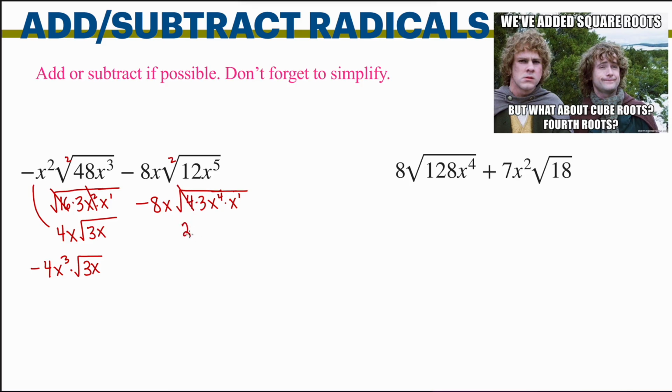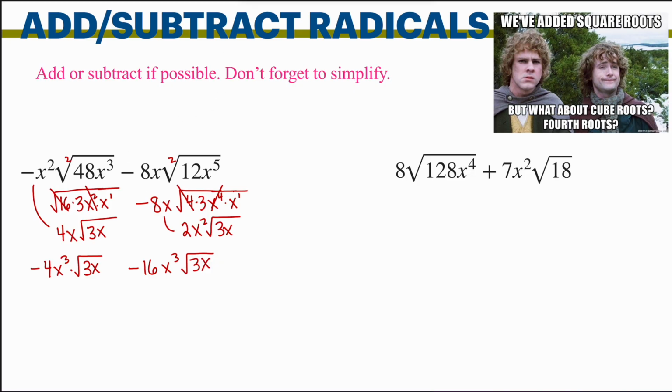The square root of 4 is 2. Cannot do anything with the 3. X to the 4th becomes x squared. And then you can see what you're left with, a 3 and an x. And then you can bring down the 8x. So 8 times 2 is 16. X times x squared is x cubed. And then you have a 3x.